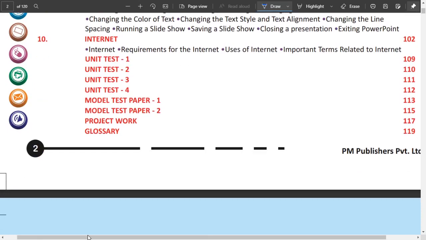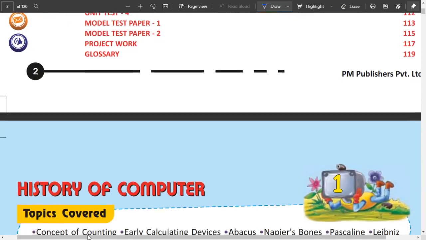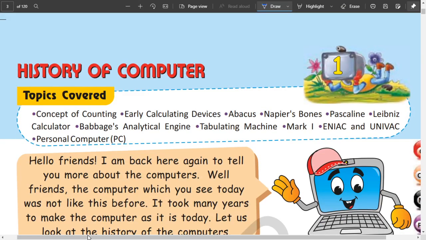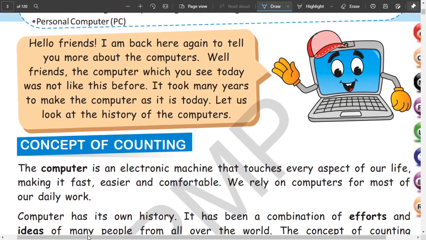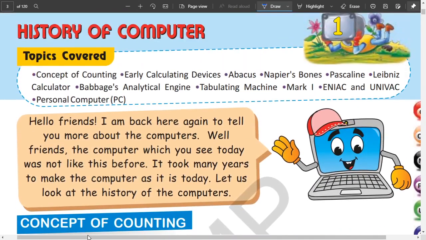In total we have 10 chapters and we have to complete them. Okay, so this is our first part, or we can say first chapter, history of computer.